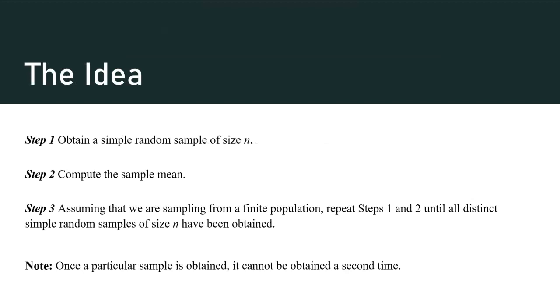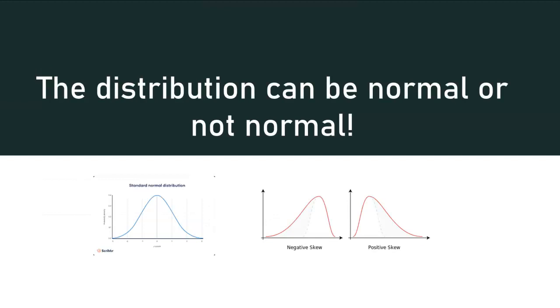Okay, so the idea of that is you obtain a simple random sample of size n from your population, and then you compute the mean. And then, assuming that your population has a finite number of individuals in it, you're going to repeat steps 1 through 2. And that means you're going to keep taking a sample of that sample size n, and you're going to compute the mean. And you're going to do that for all possible values, and then you're going to create a probability distribution based on that.